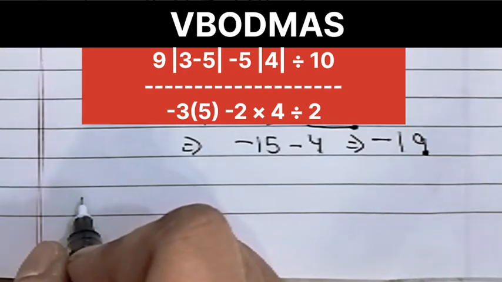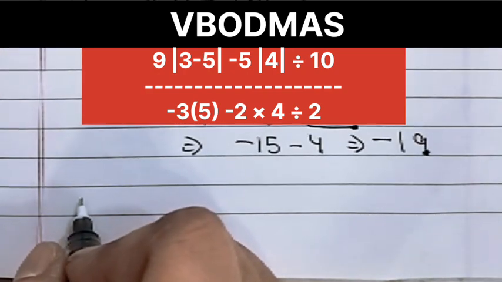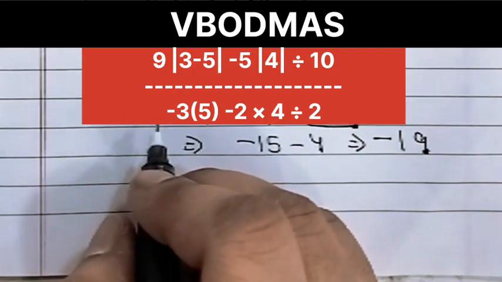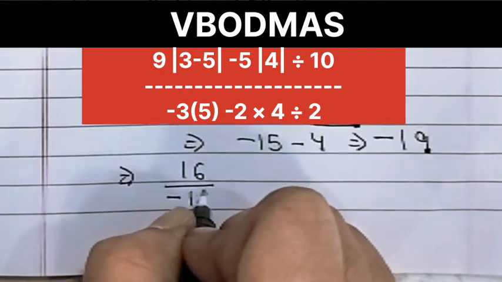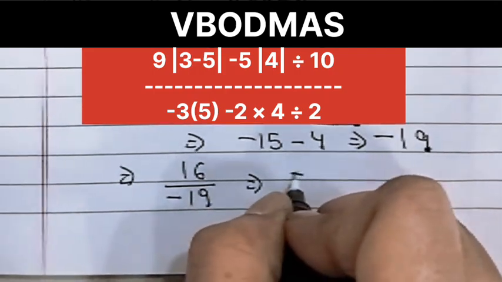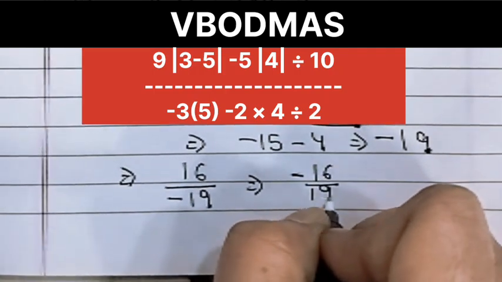Last step 3, combine and conclude. Now put the simplified numerator over the simplified denominator. So the result says 16 divided by minus 19. So it will become minus 16 upon 19.